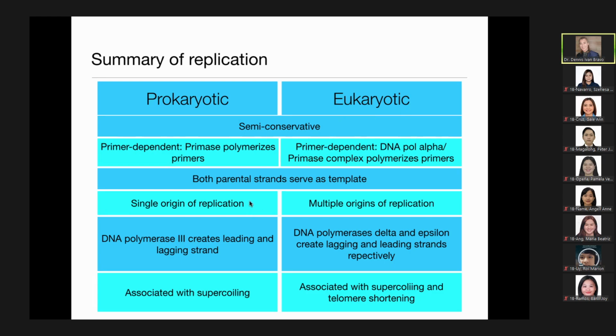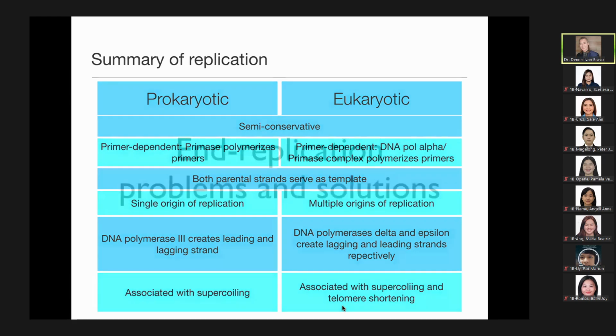But there's a single origin of replication in prokaryotes and multiple origins of replication in eukaryotes. DNA polymerase 3 creates the leading and lagging strands in prokaryotes, while in eukaryotes, delta and epsilon make the lagging and leading strands, respectively. What about the end replication problems? In prokaryotes, there's the formation of supercoils, which is also observed in eukaryotes. There's one problem unique to eukaryotes, and that is telomere shortening.